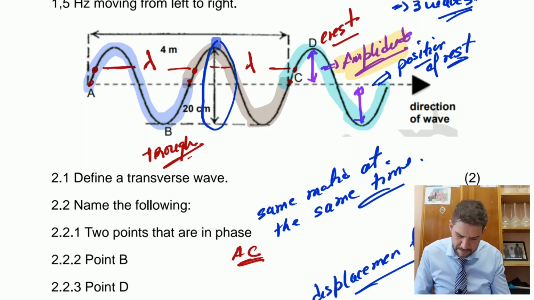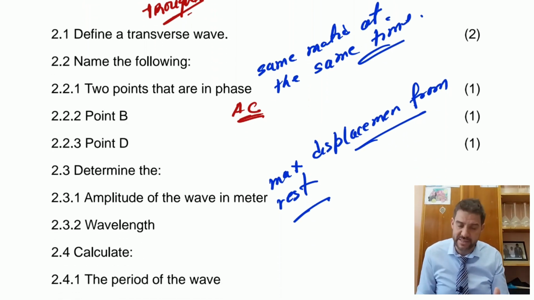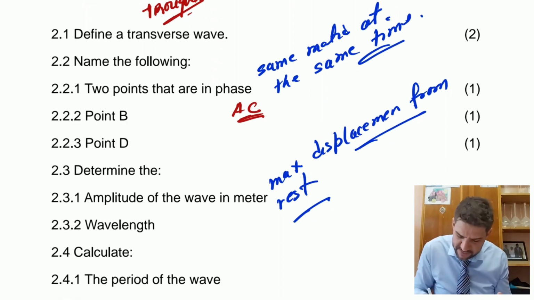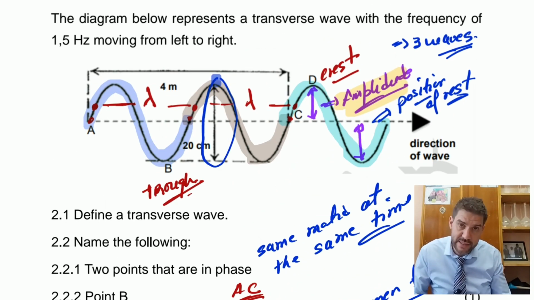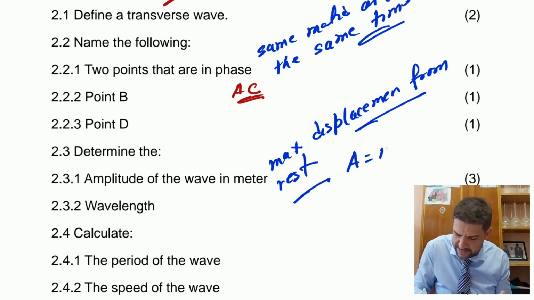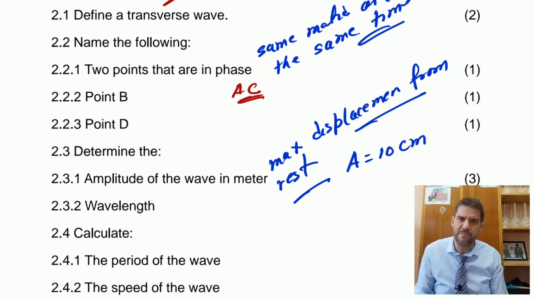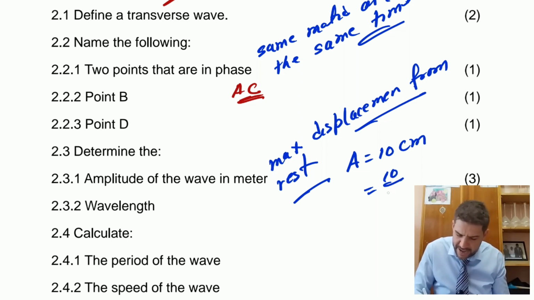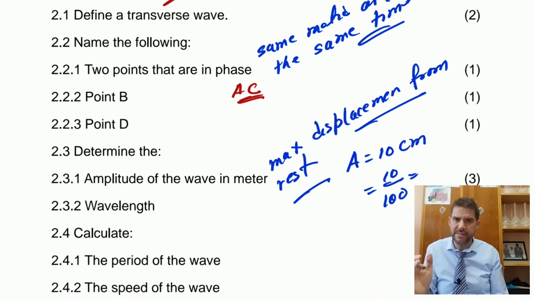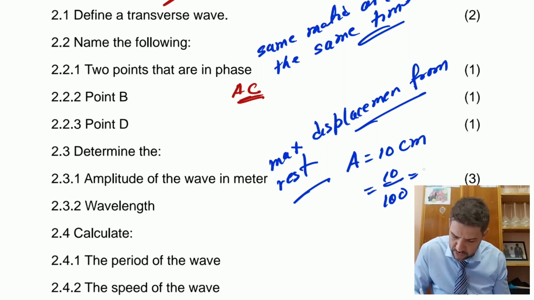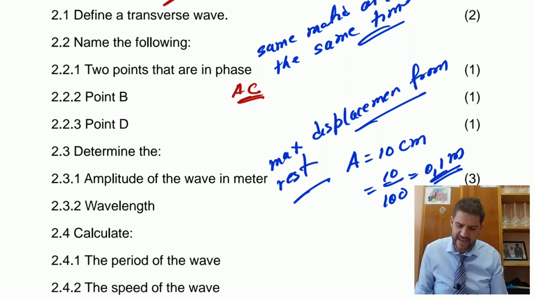And they ask you the amplitude also in meters. So in this case, we have that the amplitude is equal to, and you go there, 20 centimeters. It's going to be therefore 10 centimeters. That is the amplitude, but they want it in meters. How do you convert? You divide by 100, because 1 meter has 100 centimeters. So this one is equal to 0.1 meters. That is the answer for the question.